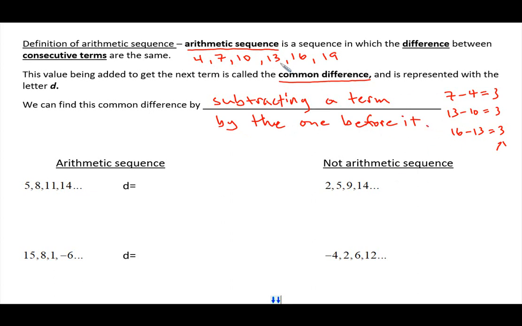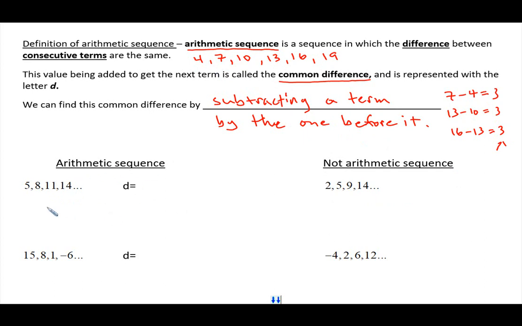Okay, so you notice that's what we're doing here. We're taking any of these terms, any of these numbers, and we just subtract the one right before it. And if you always get the same number, that means that the sequence you're working with is an arithmetic sequence. Okay. So down here, let's do a few more examples so you guys get the hang of it.